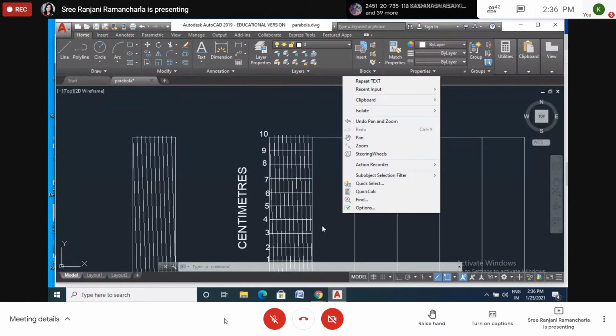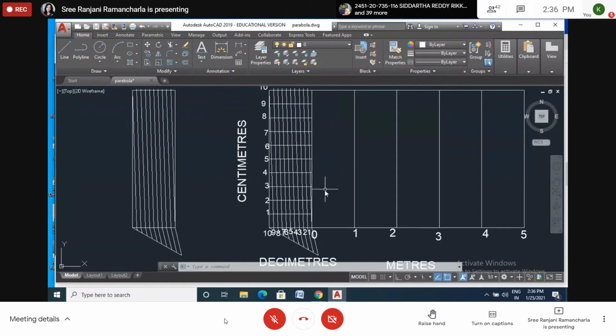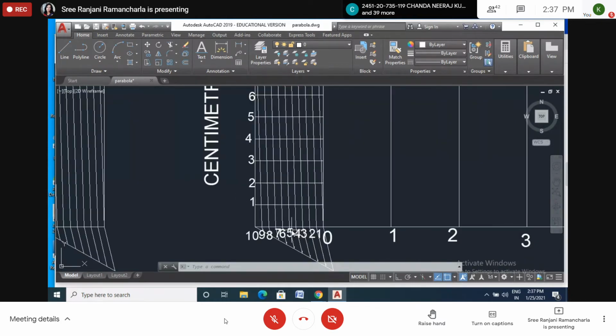So where we have to measure 4 meters? From 0 go rightwards. So this is 4. And 5 is where we have to go 5. We have to go 5 here. And what is the 6 decimeter?